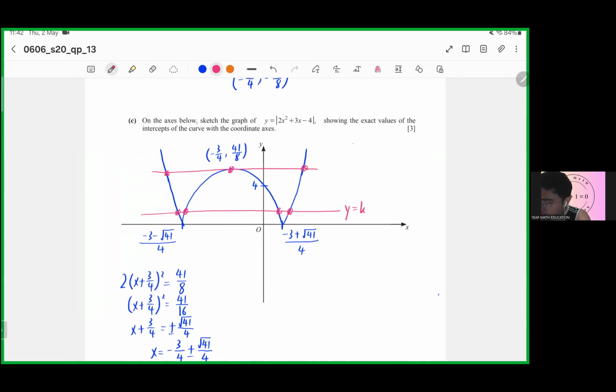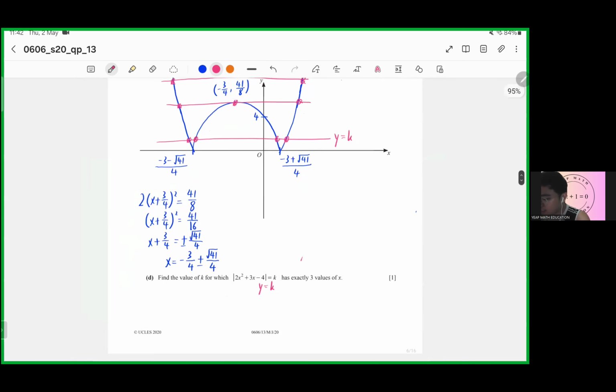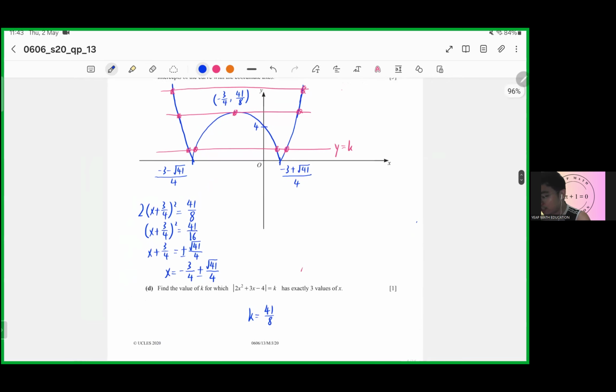And if I draw it here, we get 2 values of x. So which one is our answer? Actually it is k equals 41 over 8, not negative. Please pay attention.